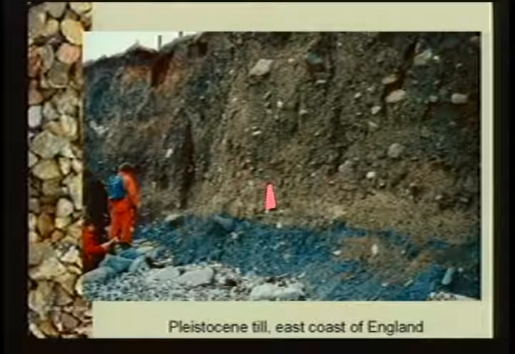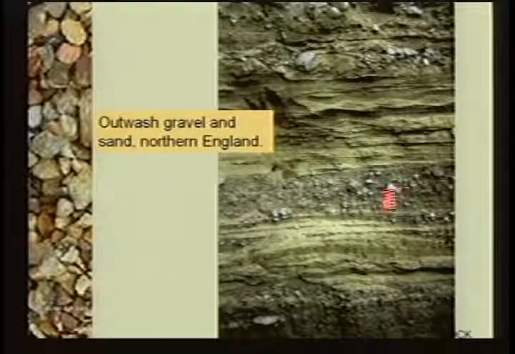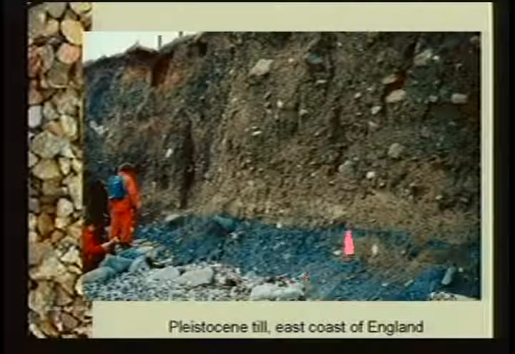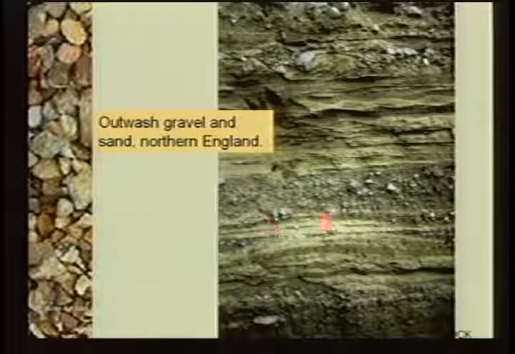Now compare this to northern England. We see some sorting going on. In this layer, we see some gravel-sized particles, and here we see finer stuff. Now, this wasn't deposited at the same time. This was an event, and this was an event. But you can see that the material is much more sorted than this stuff. This is till, and here we see sorting going on, or stratified drift.